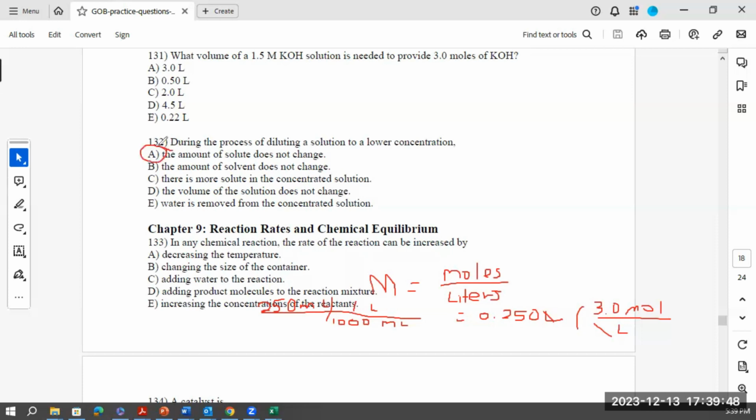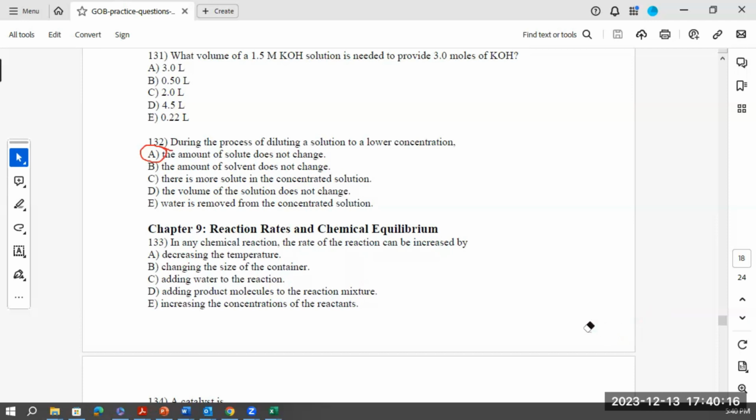Okay. Chapter 9, reaction rates and equilibrium. We haven't talked about this, but it's not too complicated. So I'm going to go over what I can real quick. I should say it's not complicated. If you know the chemical equation, you'll be okay. And in most cases, they're not going to have you do any major calculations. They're just going to have you answer a couple of questions.